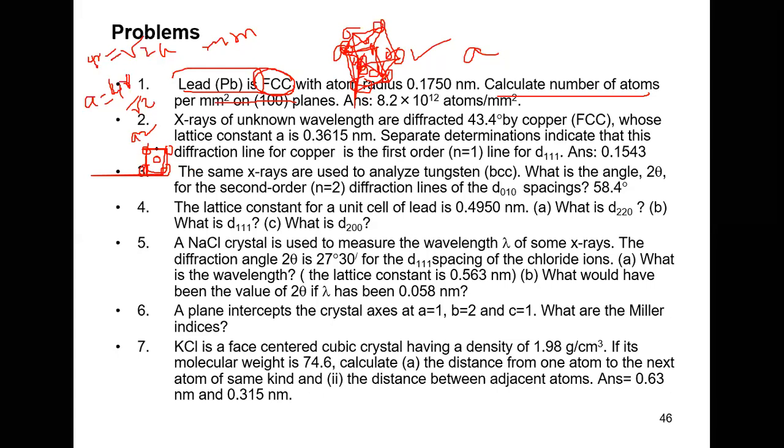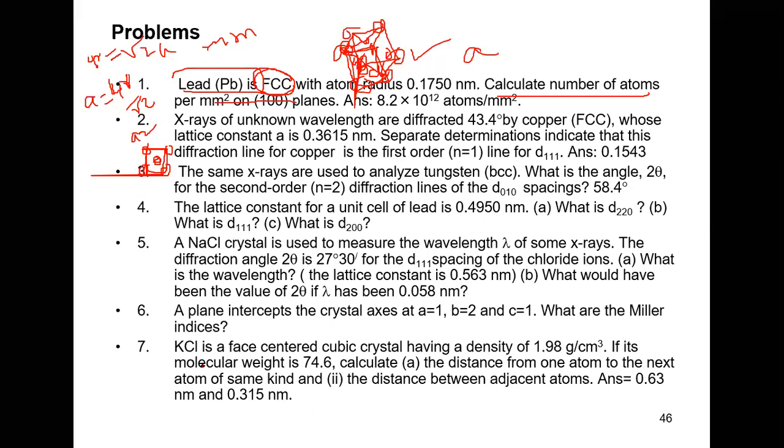Now, in this millimeter square, how many atoms are there? So this central atom fully lies in this plane. And from the corner atoms, the contribution will be 1/4, 1/4, 1/4, 1/4, which adds up to another 1. So the number of atoms in the 100 plane is actually 2.